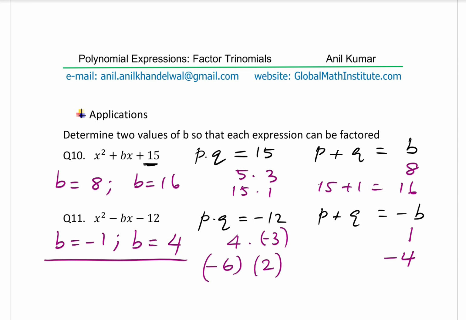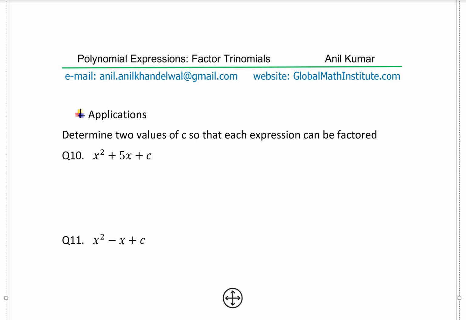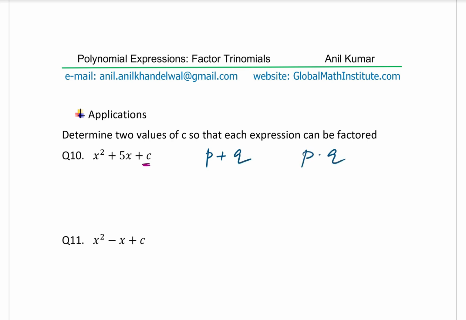Now let's take up the next example, which is similar to the last one with a main difference, and that is: determine two values of c, this time the constant, so that each expression can be factored. How are you going to do it? Well, we'll work it the other way. We'll begin with the sum of two numbers p and q, and we'll find the product. Do you get an idea?